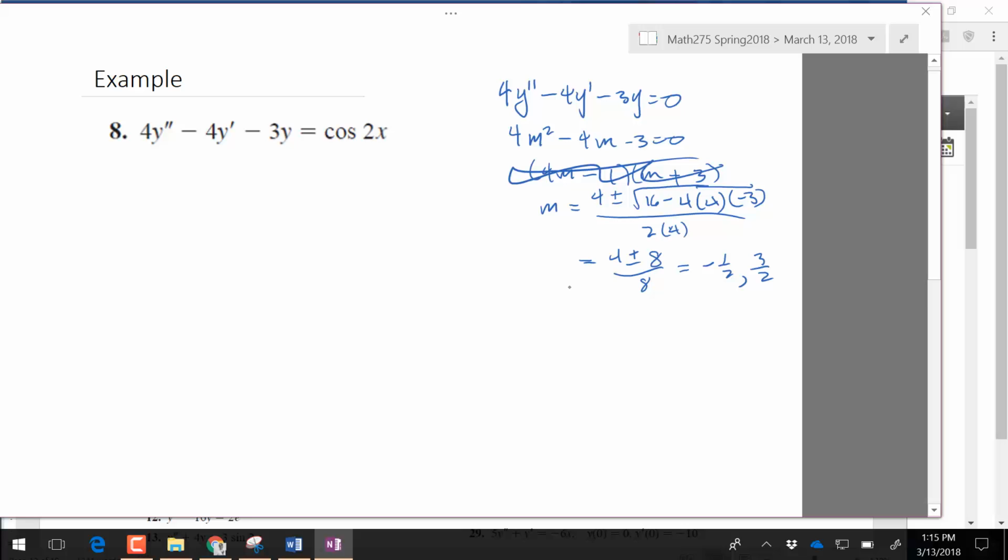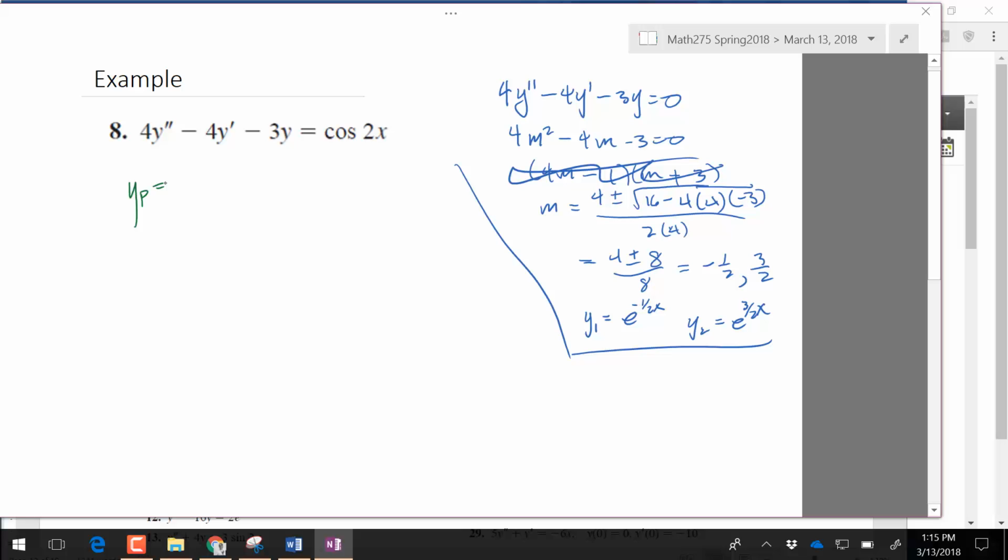So it looks like we have a couple of exponential functions again. y1 is equal to e to the negative 1/2 x. And y2 is going to be equal to e to the positive 3/2 x. All right, so we'll deal with that later. We'll throw some constants in front and then put it all together. Let's get the particular solution now.